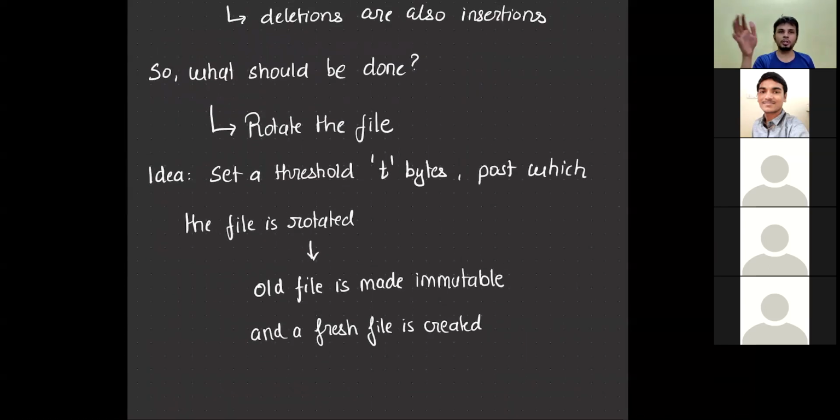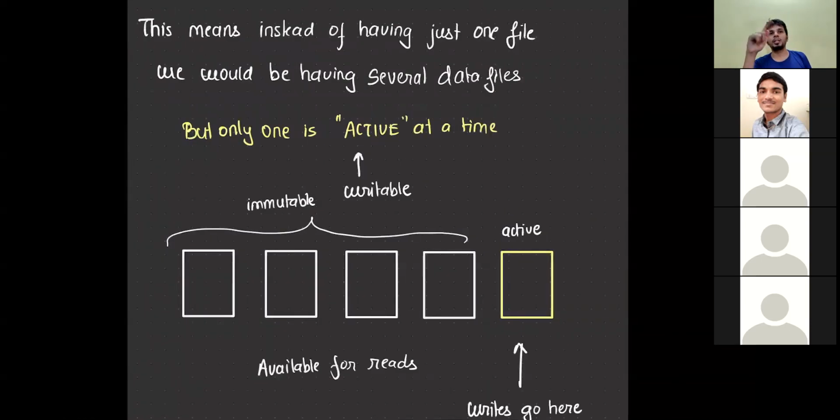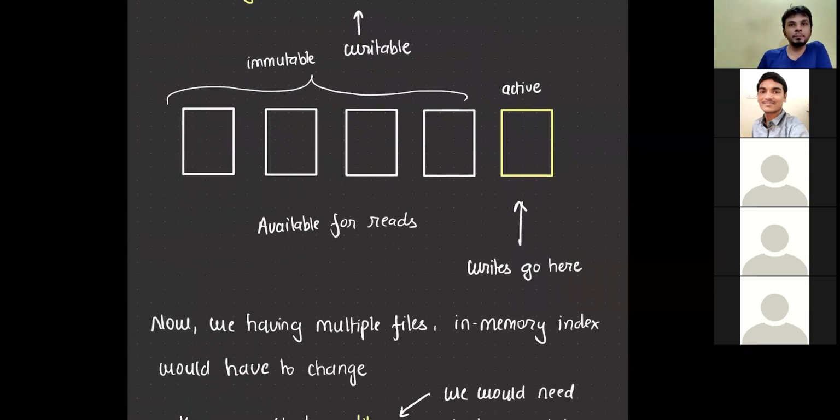So you would set a threshold past which the file is rotated. The old file is made immutable, because you cannot write onto that file. You can only read, because you might have the latest entry of a certain key present in an old file, because wo entry pe kabhi write aaya hi nahi. If you have that kind of a thing, you would always need to allow reads to happen on that file, but no updates. Right. So this means we need to have one file which is active at all times, on which writes are going, and all other files are made read only.